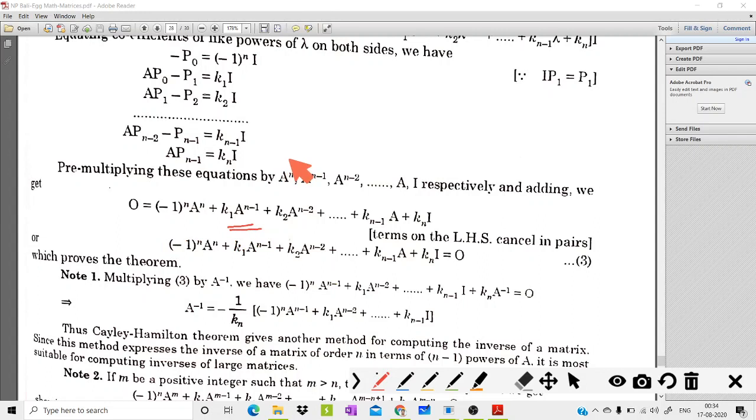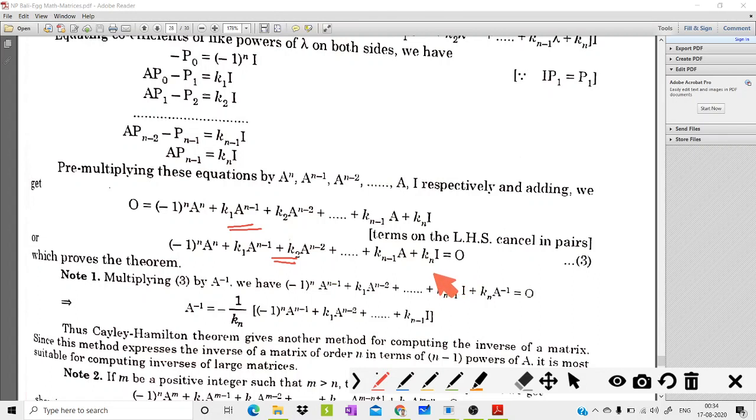Okay, so you can easily add all these LHS and RHS by pre-multiplying these equations by A raised to n, A raised to n minus 1, etc. Then you can get this equation, which is equal to the zero matrix. So this is nothing but the Cayley-Hamilton theorem. This is the expression obtained by replacing lambda in the characteristic polynomial. So we can say that this A satisfies the characteristic polynomial as well. That is nothing but the Cayley-Hamilton theorem.